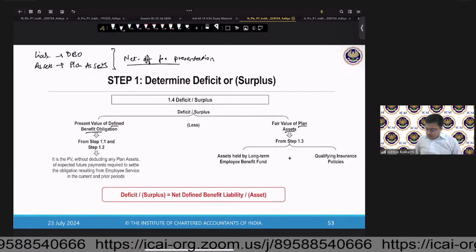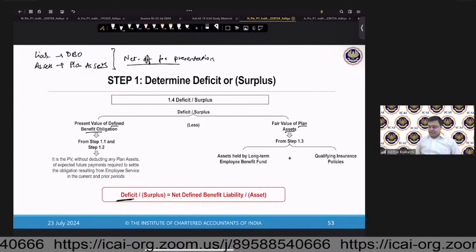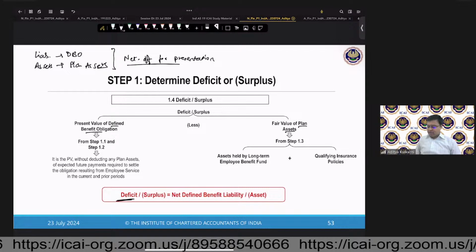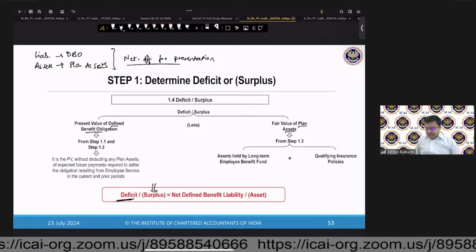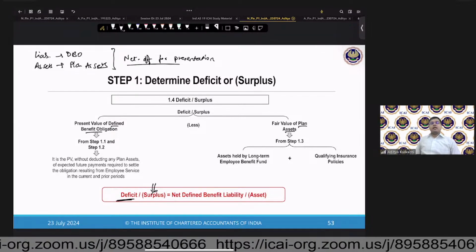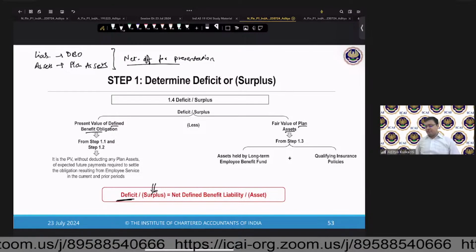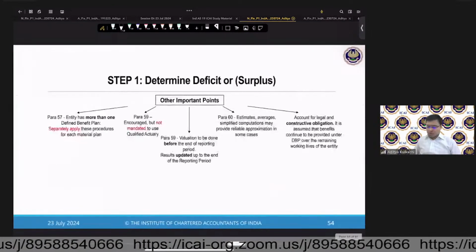If the figure is positive, it is a deficit. That means your liability is more than the asset, so it becomes a net defined benefit liability. And if it is negative, then your position is a net asset, so a net defined benefit asset. Is it okay? So this is how you are going to present.